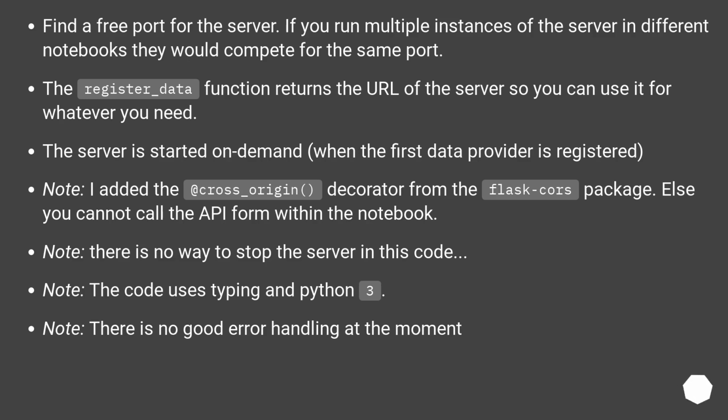Note, I added the @cross_origin decorator from the flask_cors package. Else you cannot call the API from within the notebook. Note, there is no way to stop the server in this code. Note, the code uses typing and Python 3. Note, there is no good error handling at the moment.